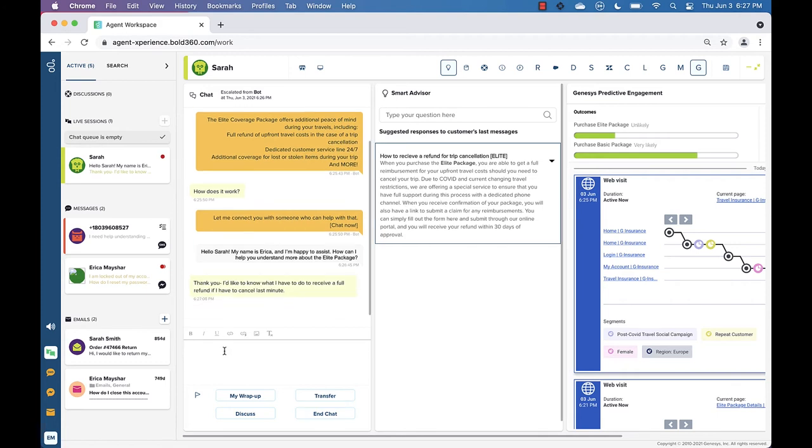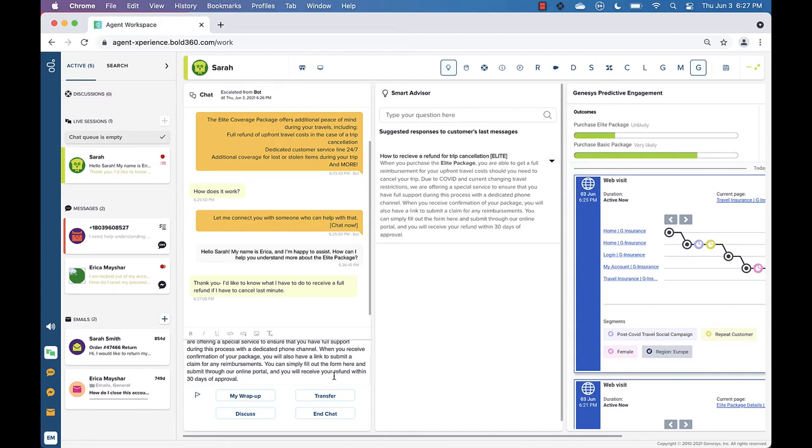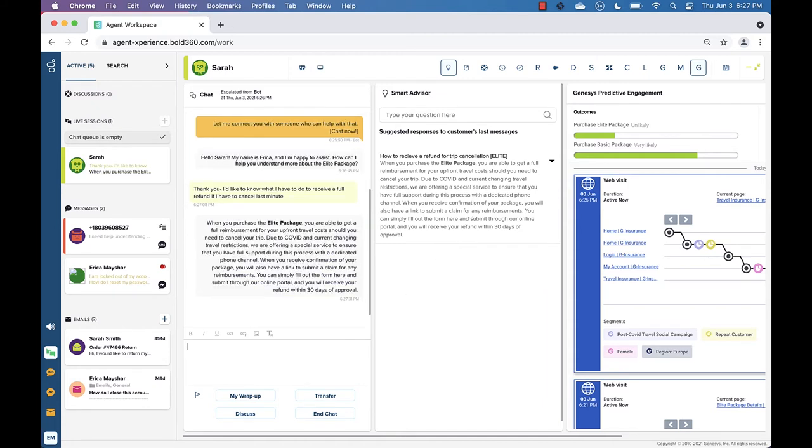Even though Sarah is no longer interacting directly with the bot, the AI is continuing to listen to the conversation and support the agent throughout that interaction. Smart Advisor has now immediately offered Erica the next best response to Sarah's question without her having to search for the right canned response or even ask a colleague. And since Erica only started as an agent 3 weeks ago, this helps her to feel confident in her job right away and effectively assist her customer.